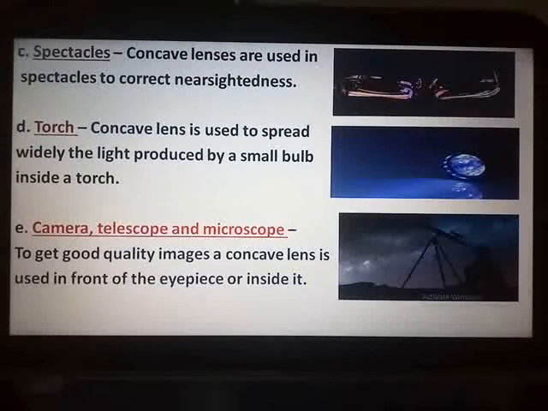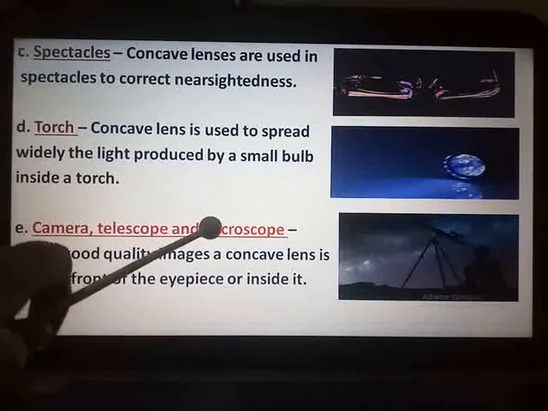Third, you all know spectacles, which you have just studied. Concave lenses are used to correct nearsightedness. In torches, a concave lens is used to spread the light widely, as a divergent lens. From the source the light rays are diverged. So in the dark, when you use a torch, the light rays from the source, that is the torch, are diverged and cover a larger area, due to which you can see in the darkness.